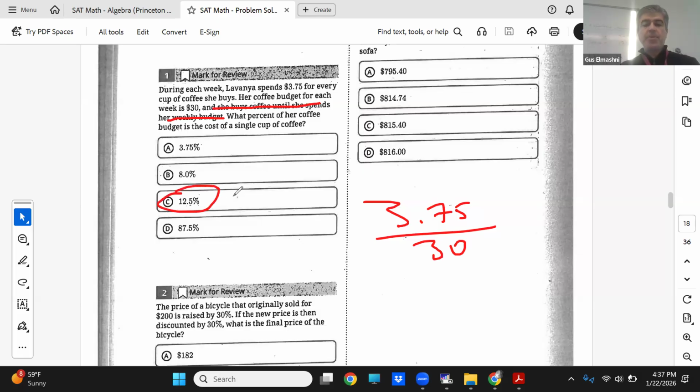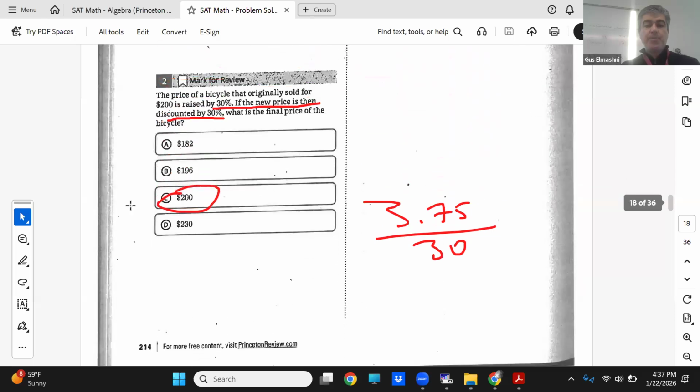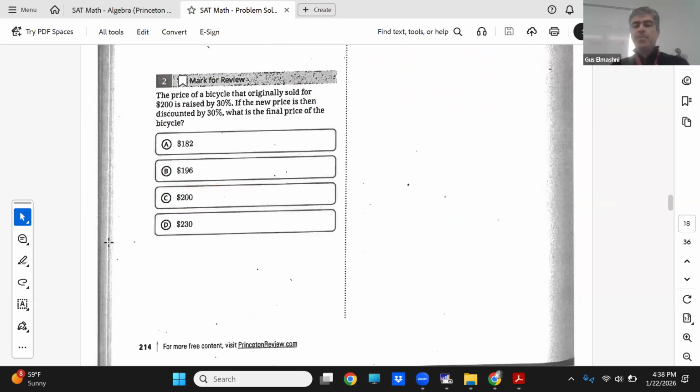Yeah, she gets C, 12.5%. Actually, let's do these other two together. Okay, for number two. The price of a bicycle went up 30%, then down 30%. So what's the final price? 200? Wait, let me think again.